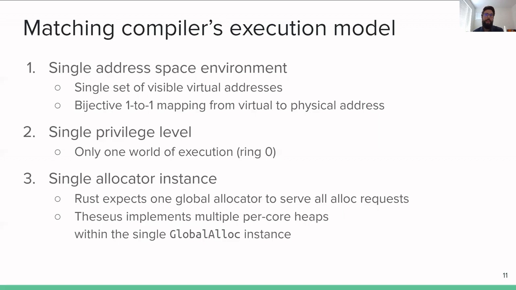To allow the Rust compiler to view and reason about interactions between all Theseus components, we tailor Theseus' execution environment to match that model. This requires three things: a single address space in which all virtual physical mappings are bijective, or one-to-one. This prevents extralingual aliasing beneath the language level, using something like multiple page tables mapping to the same physical frame. Second, a single privilege level, which avoids having multiple worlds of execution that are unknown to the compiler across multiple builds. And then third, a single global allocator, a requirement of Rust, but this doesn't prevent us from implementing multiple per-core heaps.